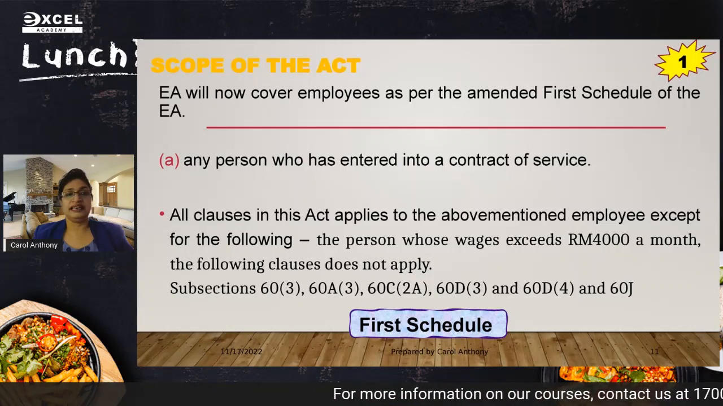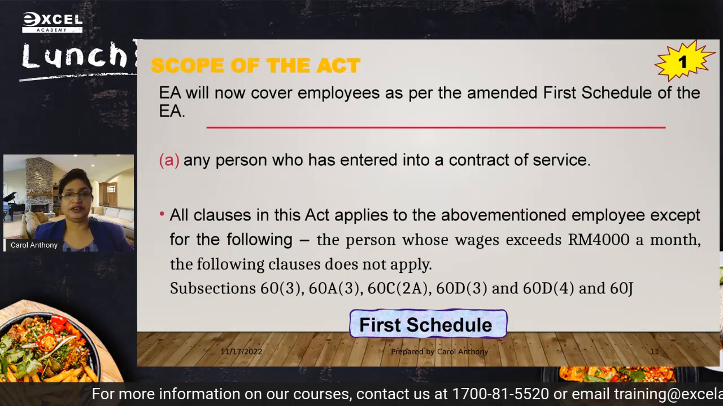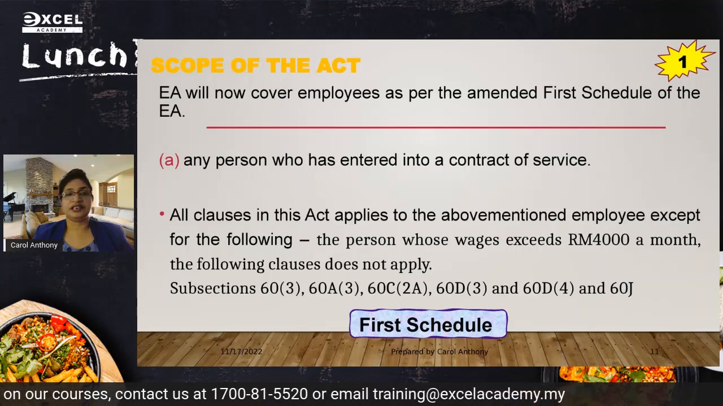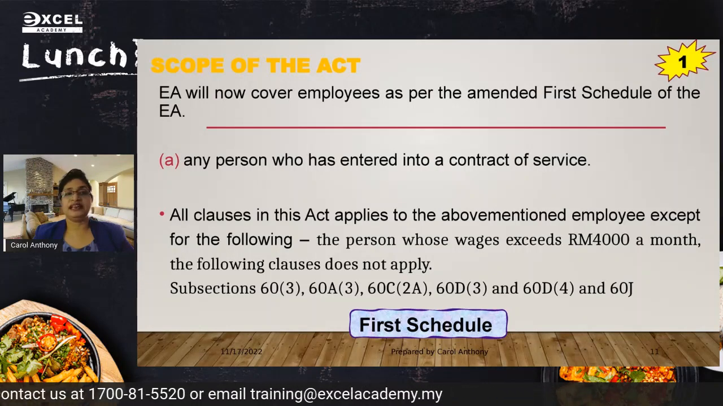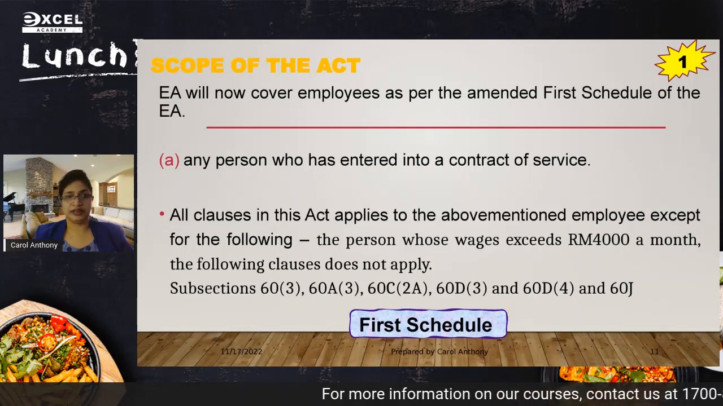All right, so this is the first one. The EA will now cover employees as per the amended first schedule of the EA. Any person who has entered into a contract of service, all clauses in this Act apply to the above-mentioned employee, except for the following.